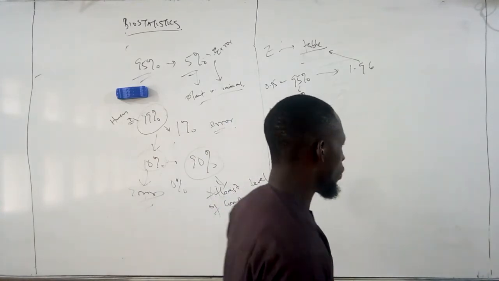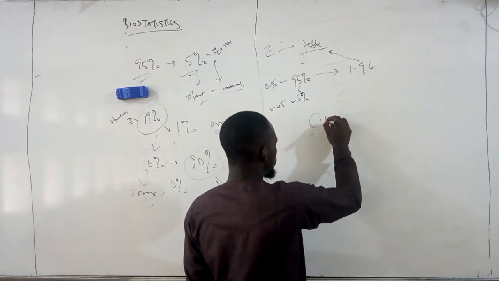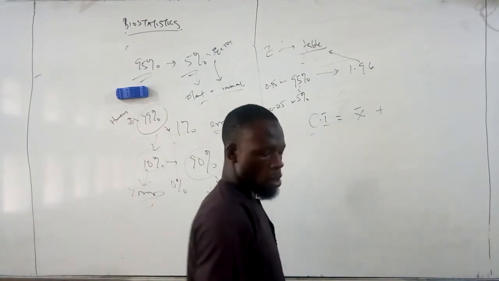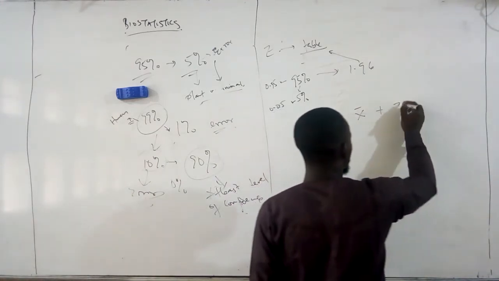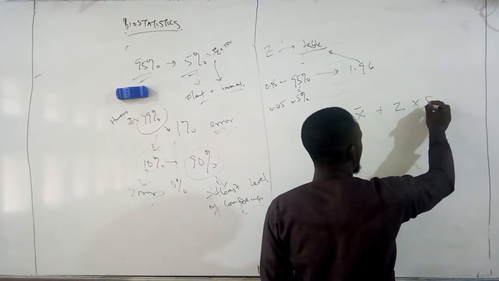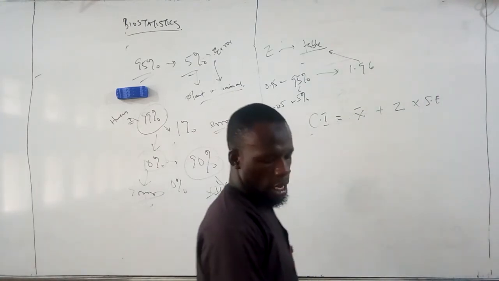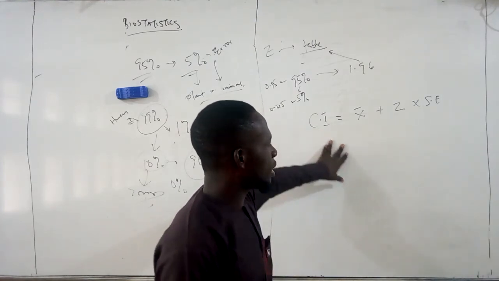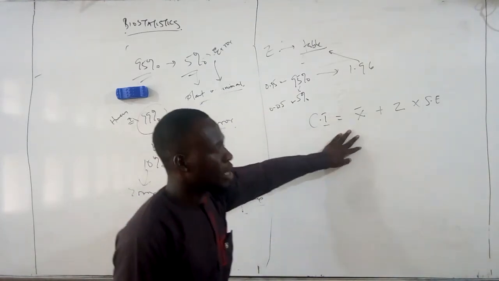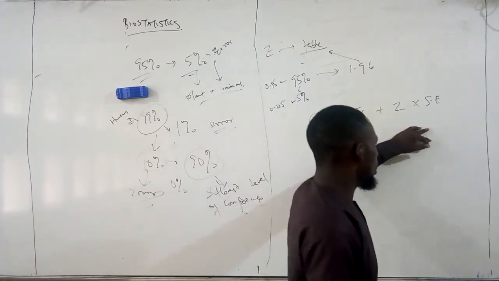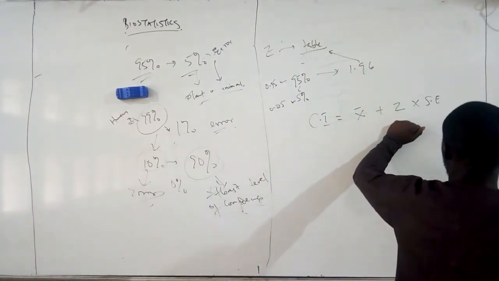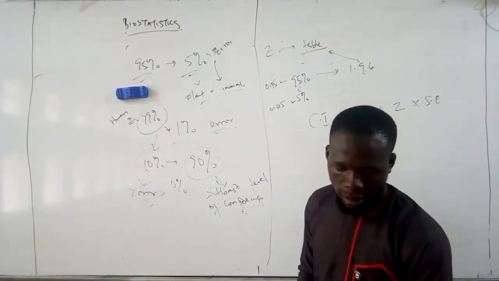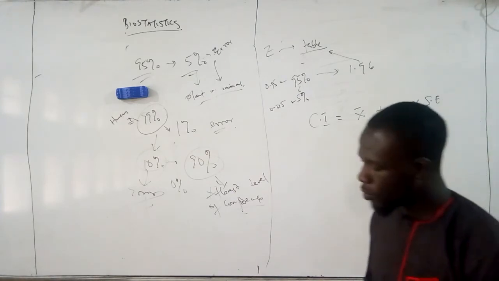So let's check. For confidence interval, if we want to calculate, you have your mean plus your Z value multiplied by standard error. So we are going to get our confidence interval value. We have our mean plus our Z score multiplied by our standard error, right? So now we'll be seeing an example of this.